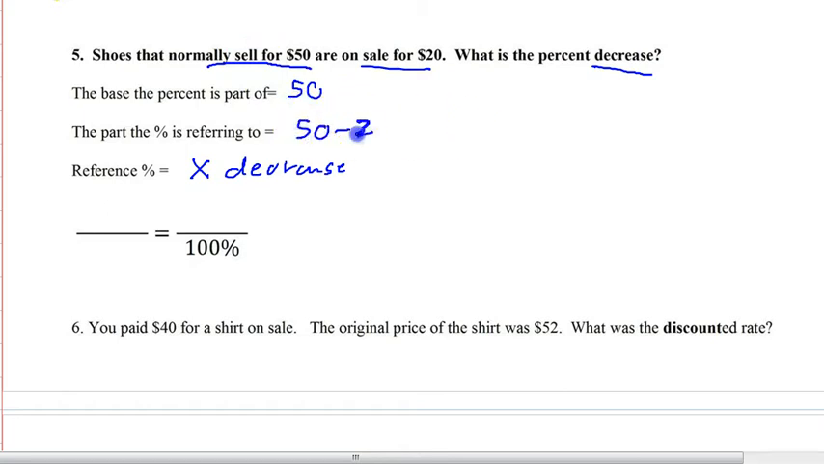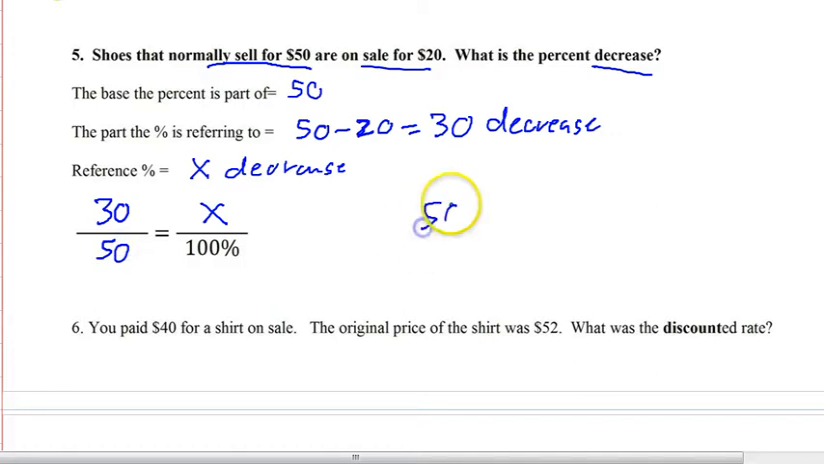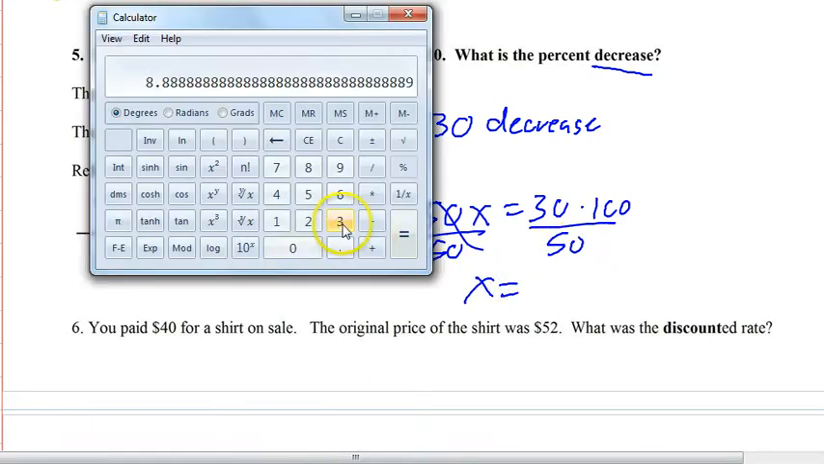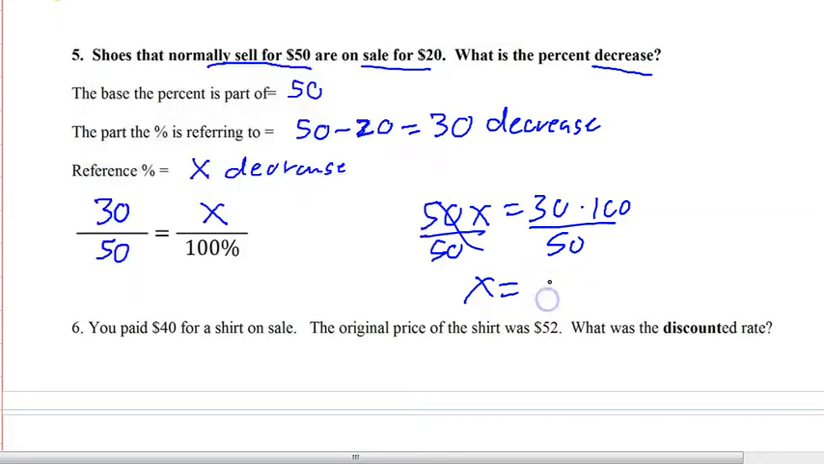Well, we find out how much it was decreased. 50 minus 20 would give us a $30 decrease, a $30 discount. That's why the whole point was to put the word there to make sure it actually matches. So 30 goes here because that's our part, and x, and 50. So we get 50x equals 30 times 100, divide by 50, and x equals 60. A 60% decrease. I like to put the word. And there you go. It's a 60% decrease.